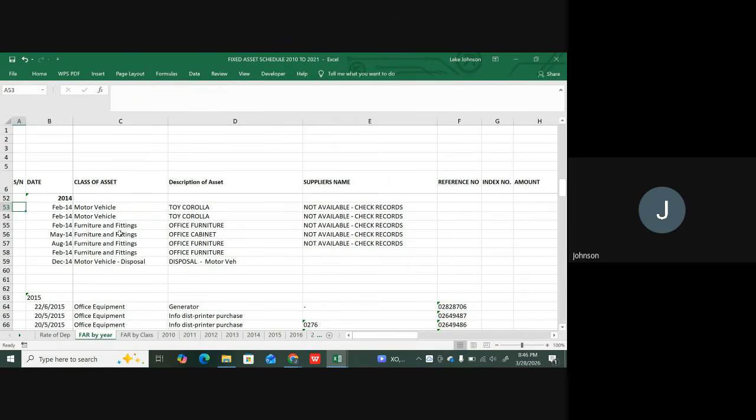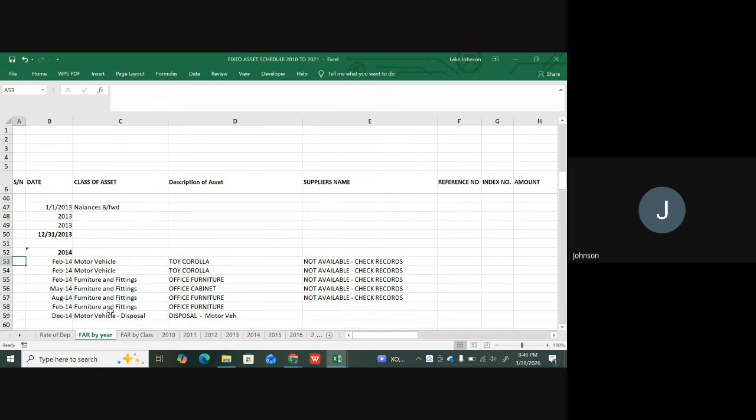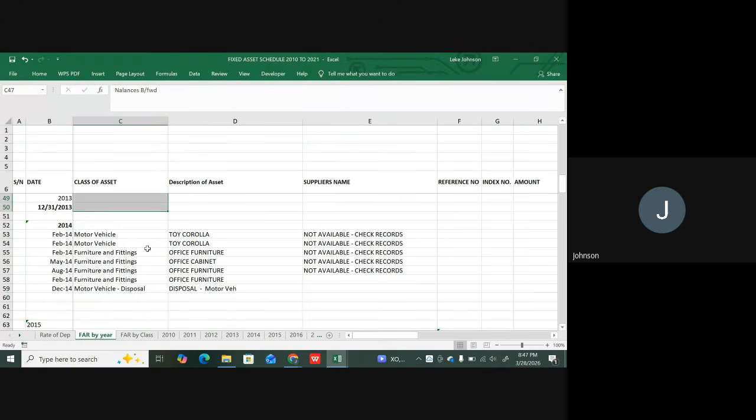Yeah, okay. All these assets were purchased in 2014, sorry. It means in 2013, no asset was purchased. But in 2014, all these assets were purchased, right? Motor vehicle and furniture and fittings were purchased as well. The motor vehicle was disposed over here. So we now come over and check over here.